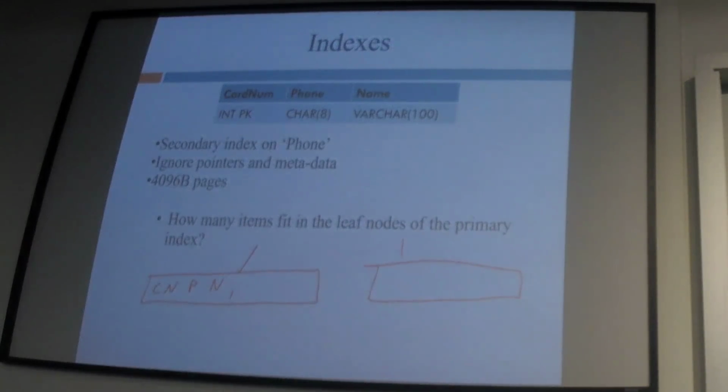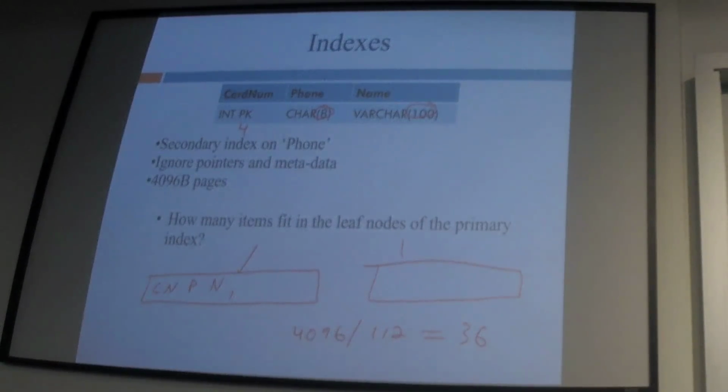So we just have 4096, the page size, divided by 112, the size of a full row. 100 plus 8 plus 4. And that is, I believe, 36 after taking the floor of the numbers.